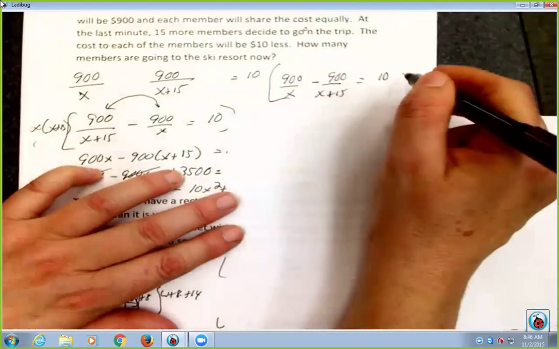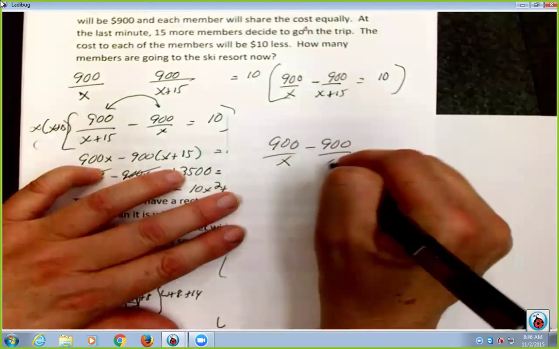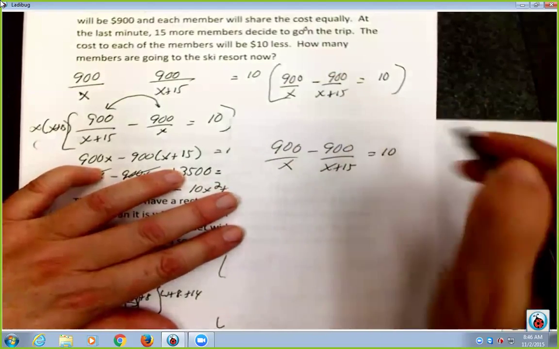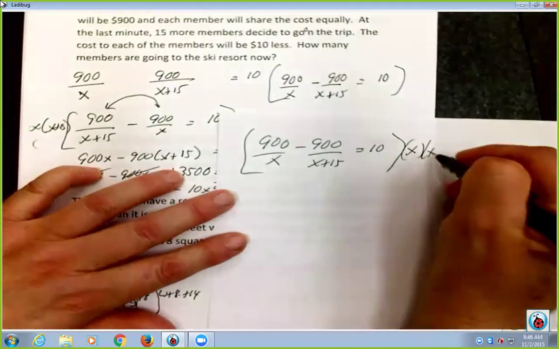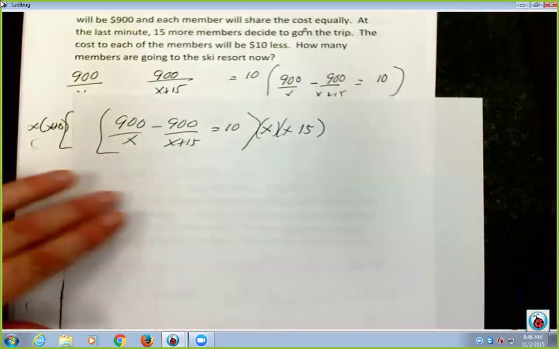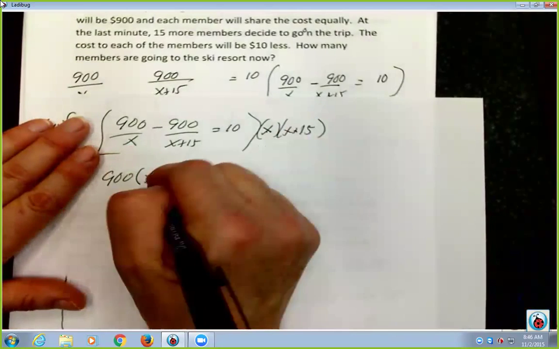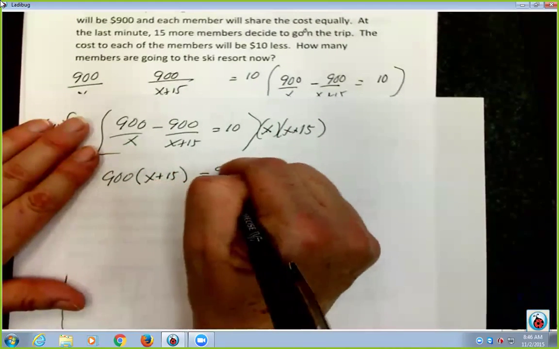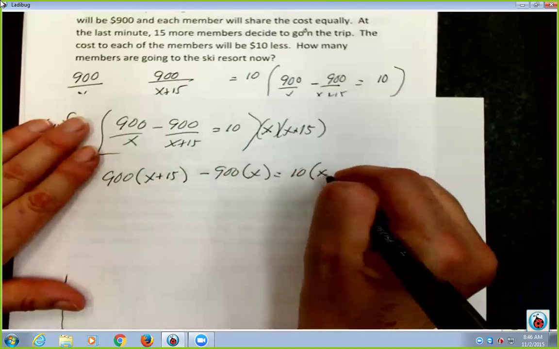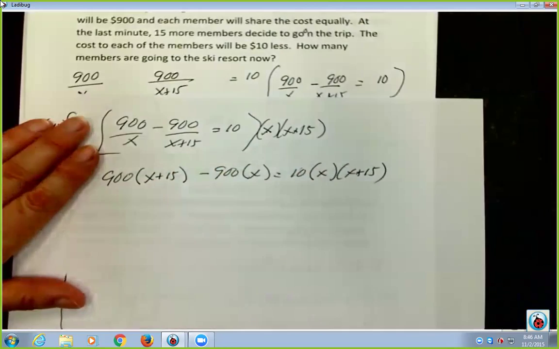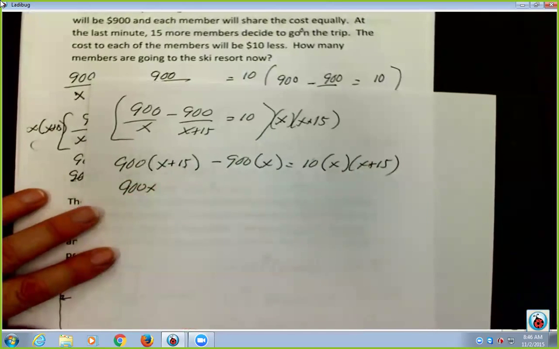So again, we're going to multiply this: 900 over x minus 900 over x plus 15 equals 10. We're going to multiply everything by x and x plus 15. And so that cancels, so I get 900 times x plus 15 minus 900 times x is equal to 10 times this. Let's see what happens now. So I get 900x.